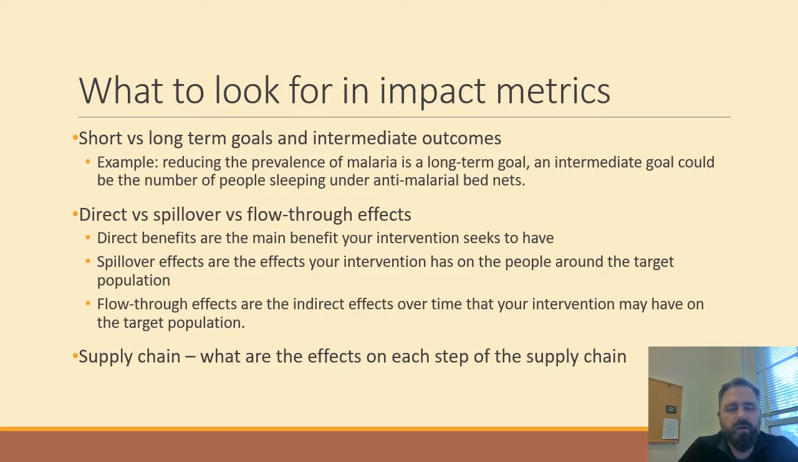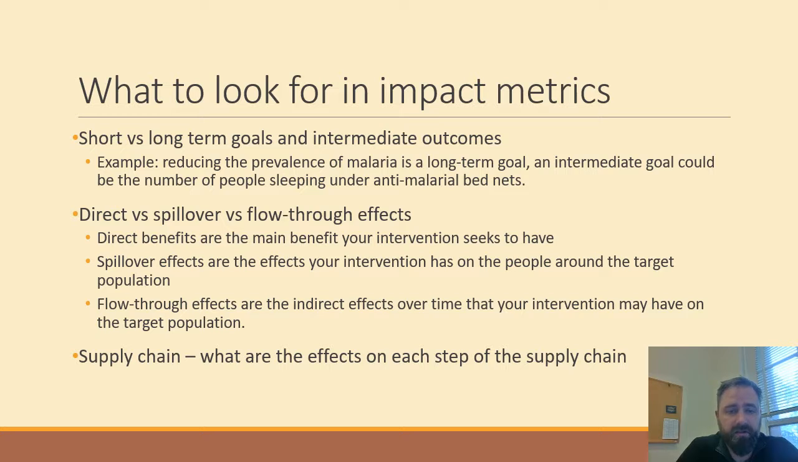Other things to look for, you can look for short versus long-term goals and intermediate outcomes. So an example, if reducing the prevalence of malaria is your long-term goal, an intermediate goal could be the number of people sleeping under anti-malarial bed nets. So again, the goal overall is not to just get people sleeping under bed nets. The big goal is to reduce malaria and the number of people that are affected by it.